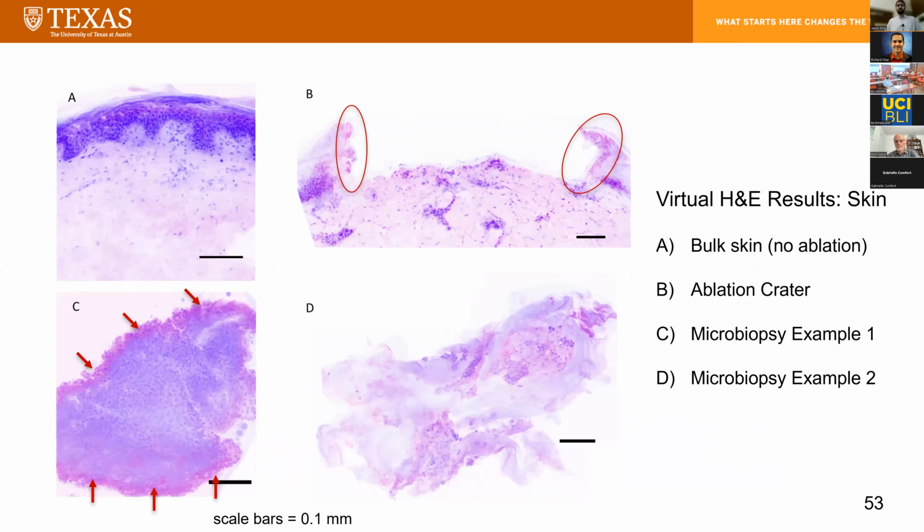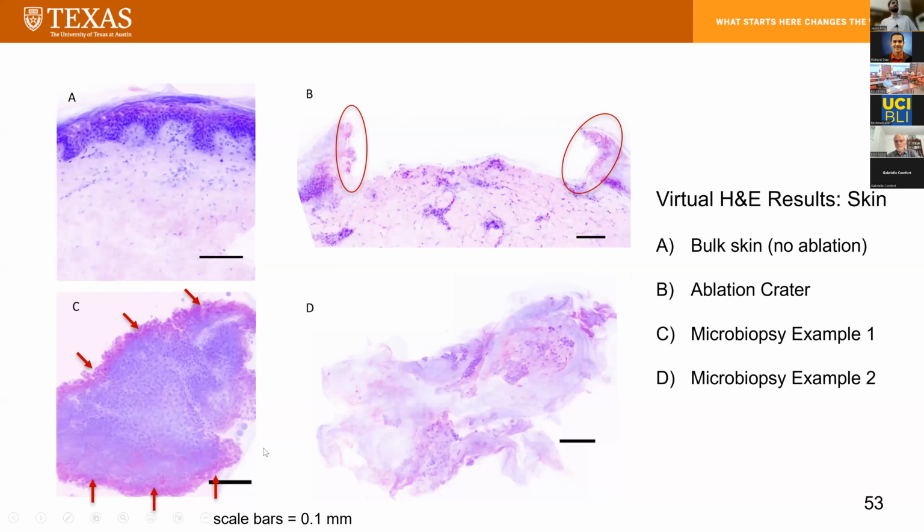So here are results of our ablation experiments. First, this is the unablated skin. This here is an example of the bulk skin after ablation. So here's the crater in the tissue. And we see there's some evidence of thermal damage here in the epidermis on the sides. We didn't see much thermal damage at the base of the tissue.